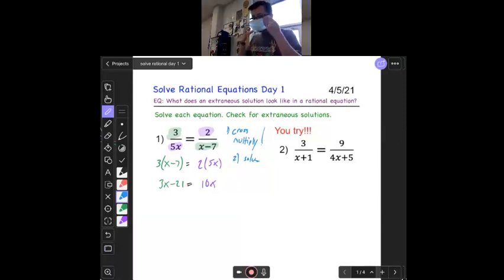So if we just need to solve here, right? Get x by itself, right? Subtract 3x from both sides. So negative 21 equals 7x. Divided by 7. So x equals negative 3.